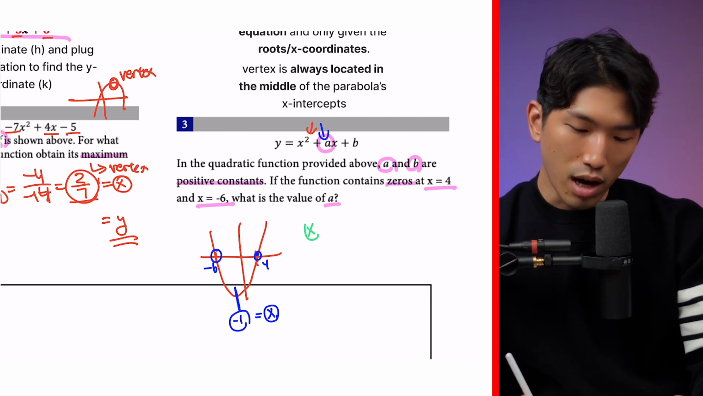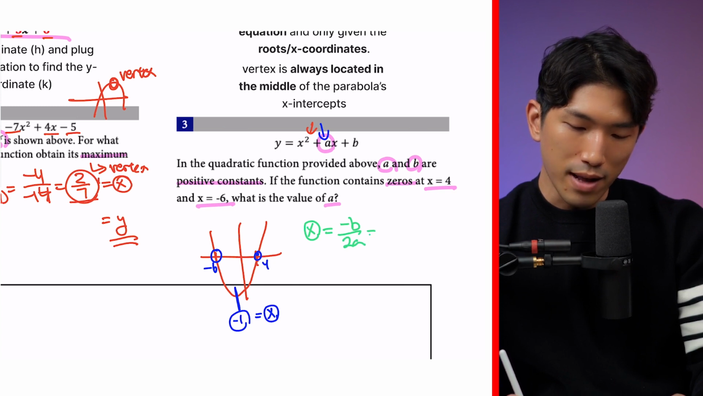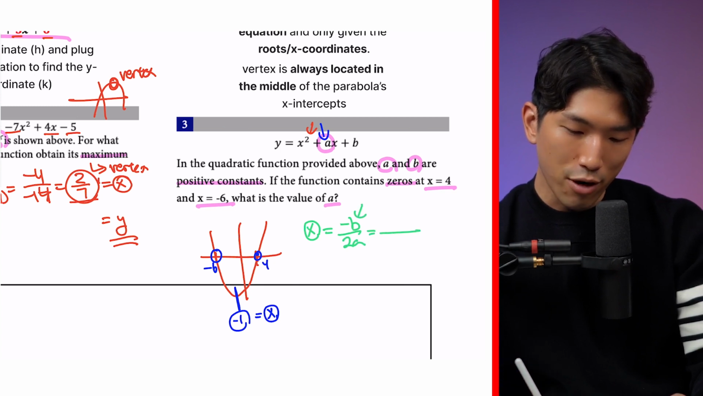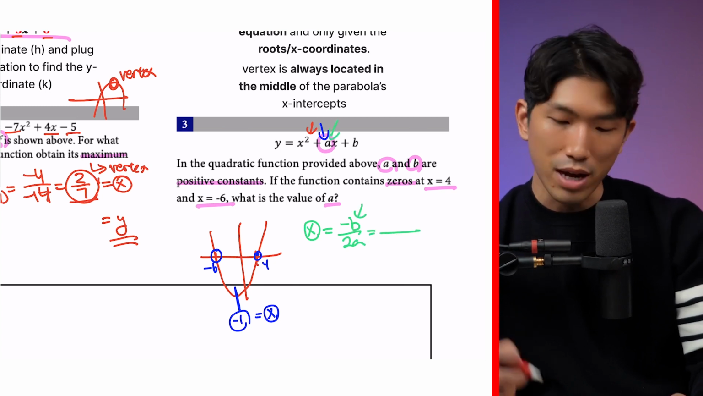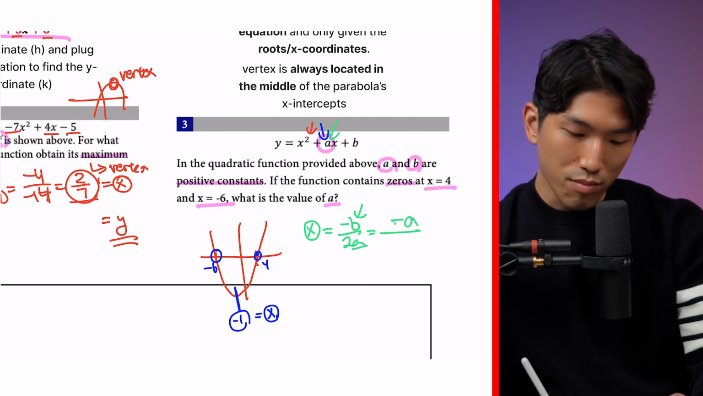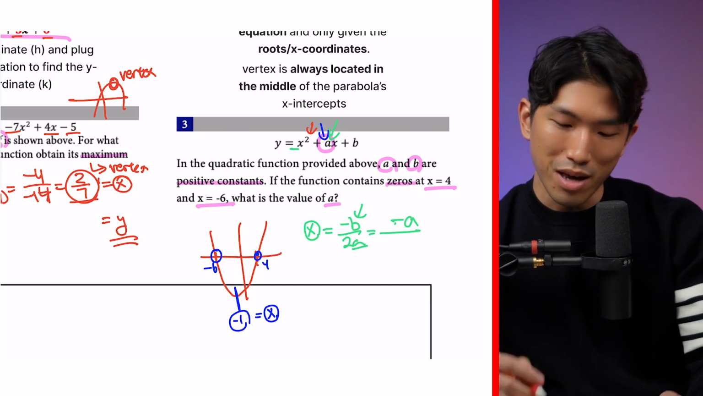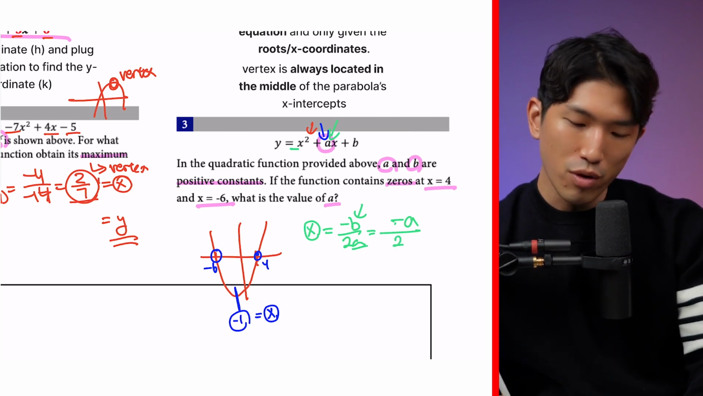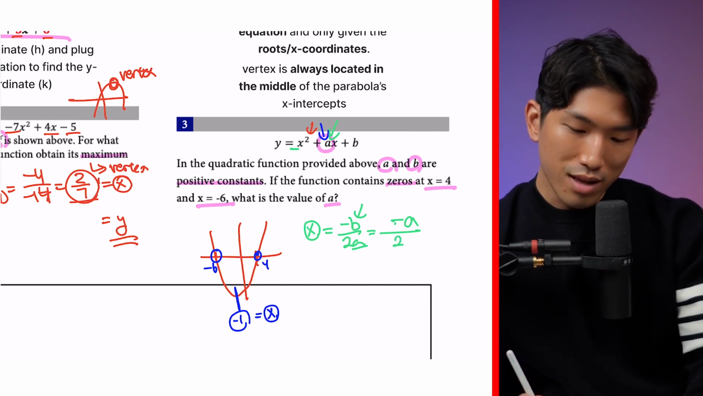Remember, x-coordinate of the vertex can be calculated by minus b over 2a, right? And in this case, what is our b value? Our b value is that letter a right there. So it's going to be minus a over 2a. A is going to be the number in front of x squared. It's not the same thing. So it's going to be just 2 times 1, which is going to be 2. And we know that the x-coordinate of the vertex is what? Minus 1.